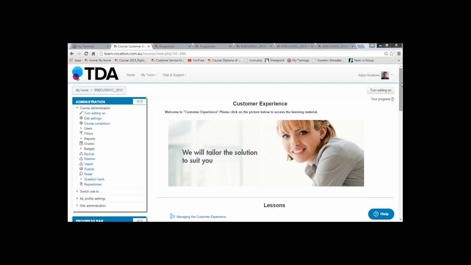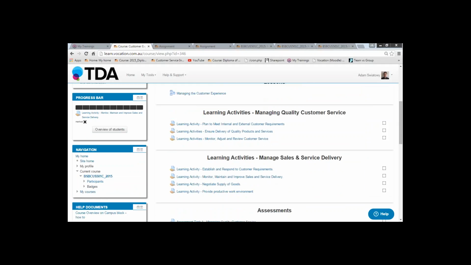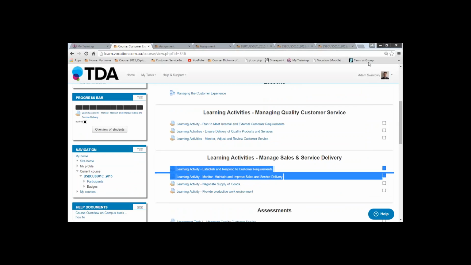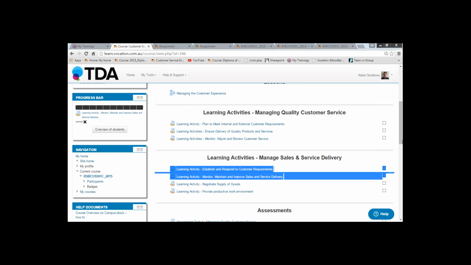This is the third edition for customer experience. This is our resource support workshop number 3 of 4. In this session, we'll take you through the first 2 learning activities on the manage sales and service delivery subject, which is the second part of our unit for customer experience. As mentioned, this is actually a double unit, guys. You've got 2 subjects rolled into one.